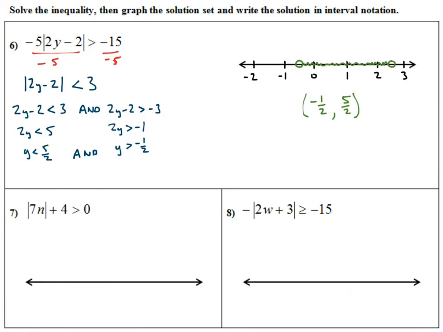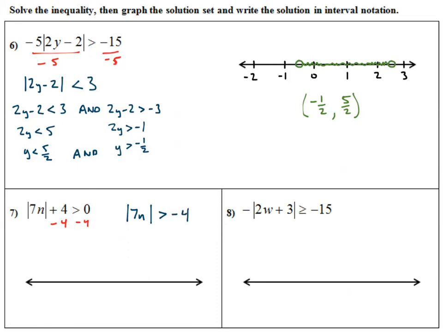Let's take a quick look at these next 2. For this next one, I have 7n plus 4 is greater than 0. And so, of course, I always start by isolating my absolute value, so I subtract 4 from both pieces. I'm going to write it over here. That would give me the absolute value of 7n is greater than -4.